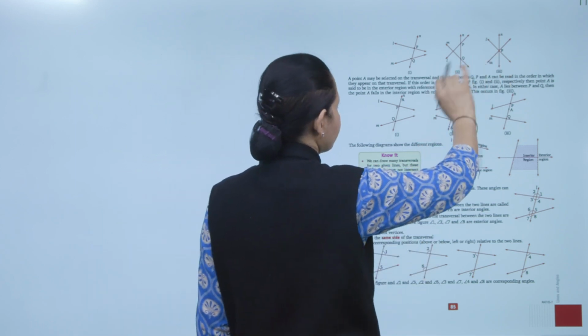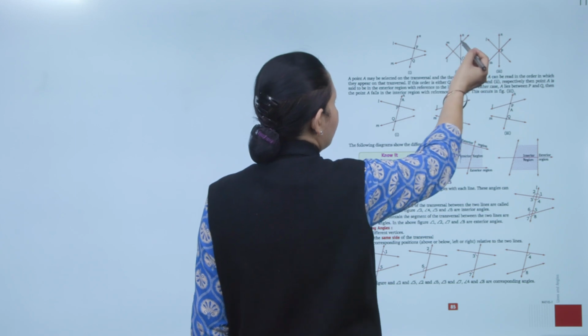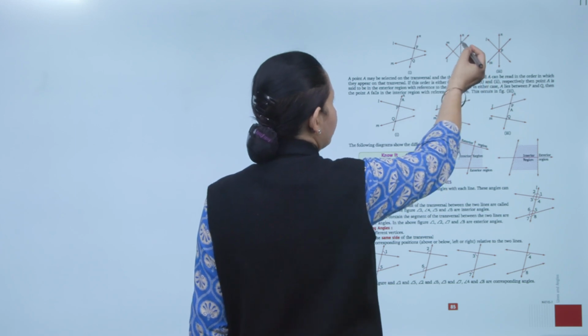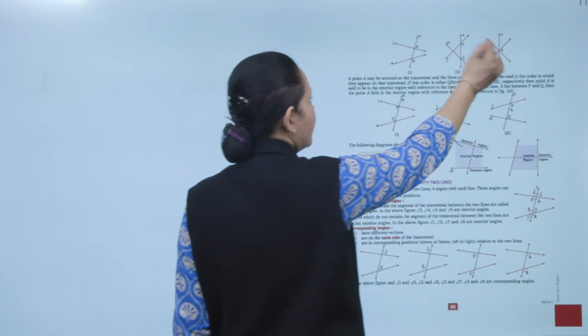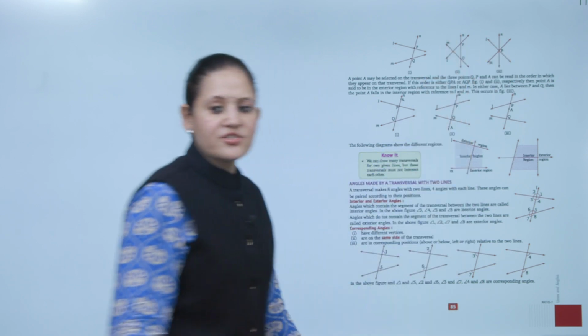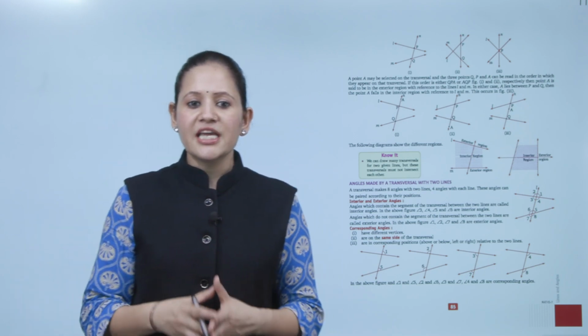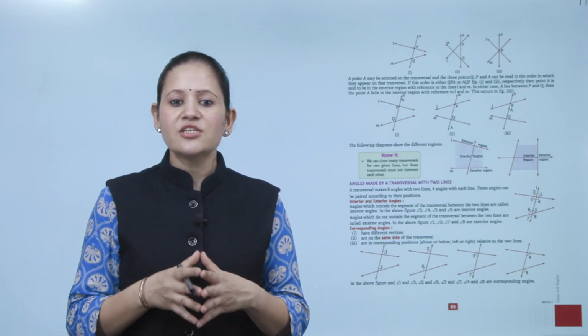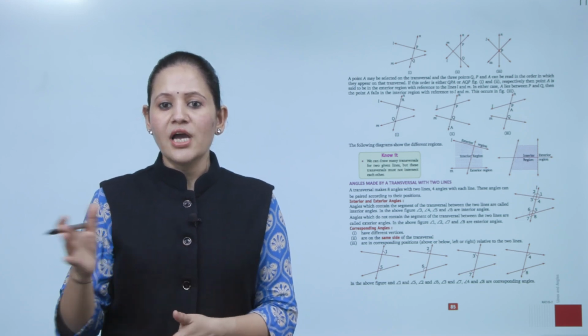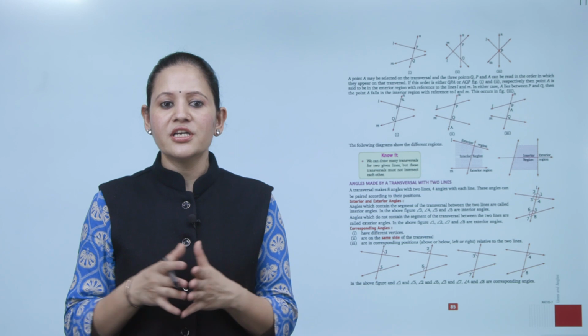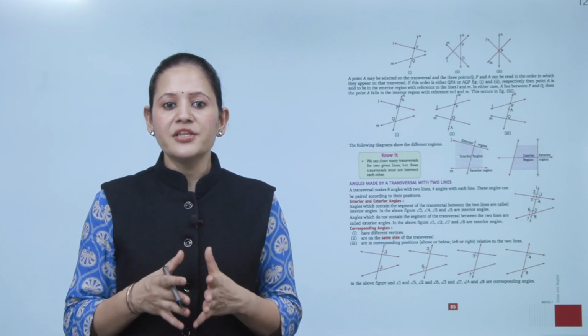Here line N is cutting at two points, P and Q, but in figure 3 it cuts at one point, so that is not a transversal. A point A may be selected on the transversal, and the 3 points P, Q and A can be read in the order in which they appear on the transversal.